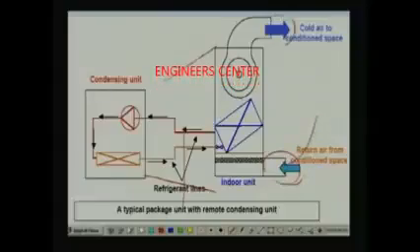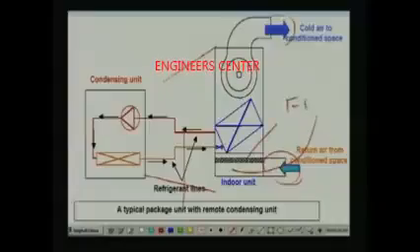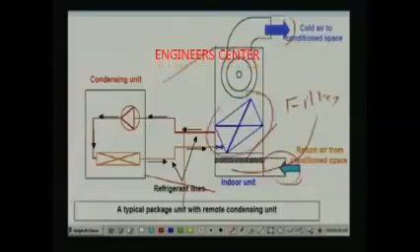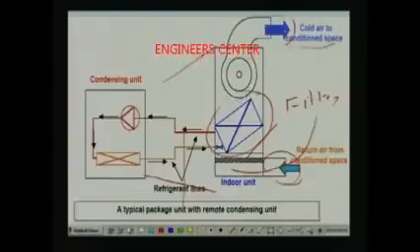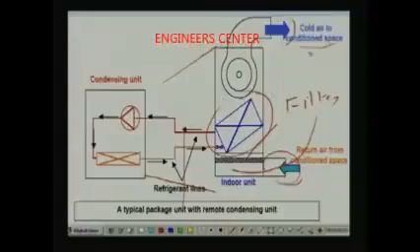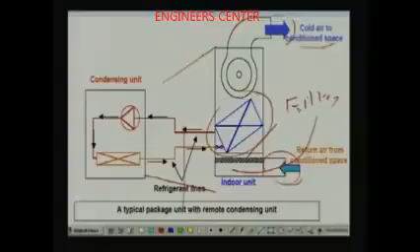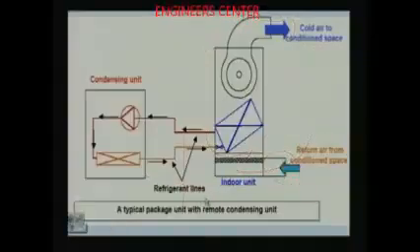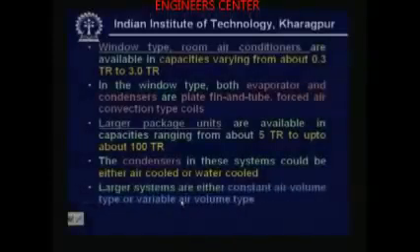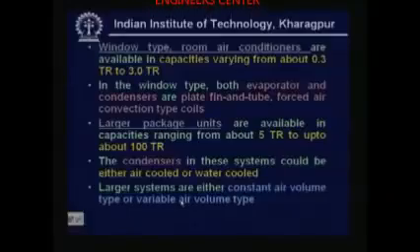Return air from the conditioned space flows through the filter here, then it gets cooled and dehumidified, and then it enters into the conditioned space. The conditioned space here could be a single room or it could be several rooms, but of course all these are controlled by a single thermostat. That means they serve only single zones. So this is a typical package unit, and as I said, larger systems are either constant air volume type or variable air volume type.